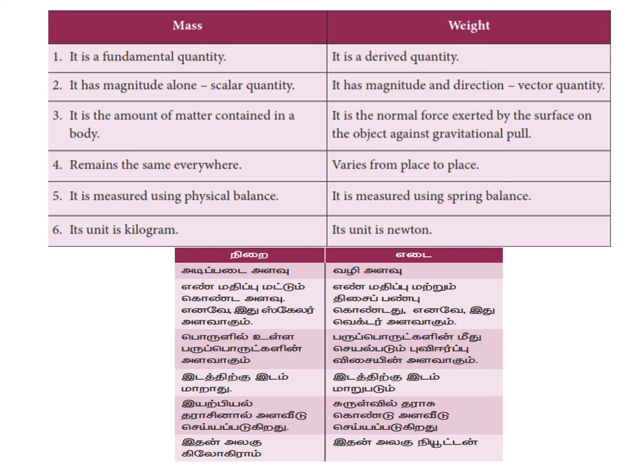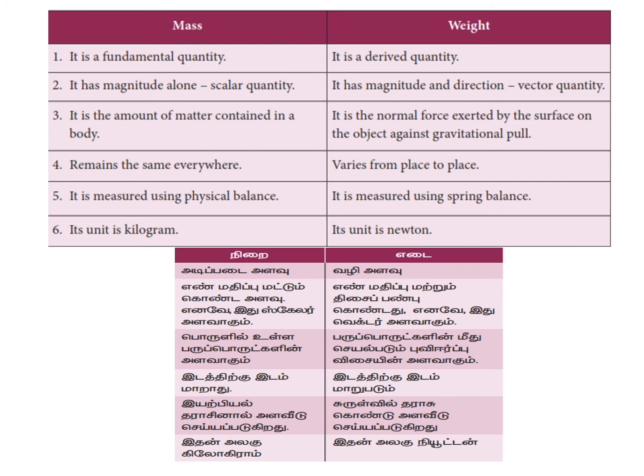The pull of gravity on the moon is 1 by 6 times weaker than that on the earth. This causes the weight of an object on the moon to be less than that on the earth by 6 times. The difference between mass and weight.